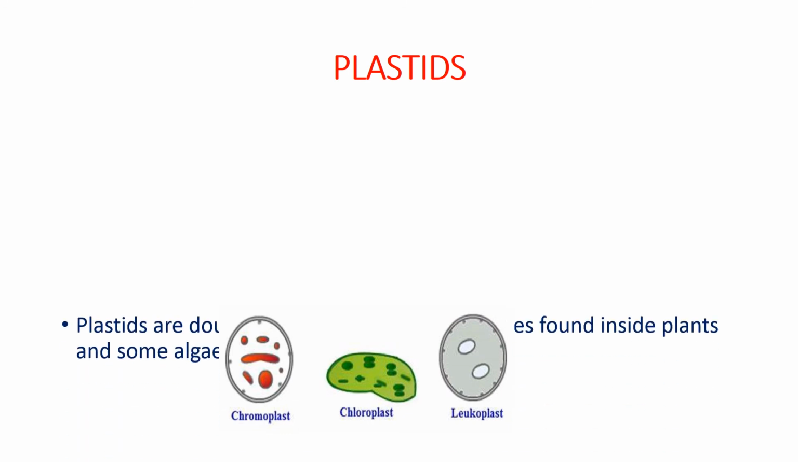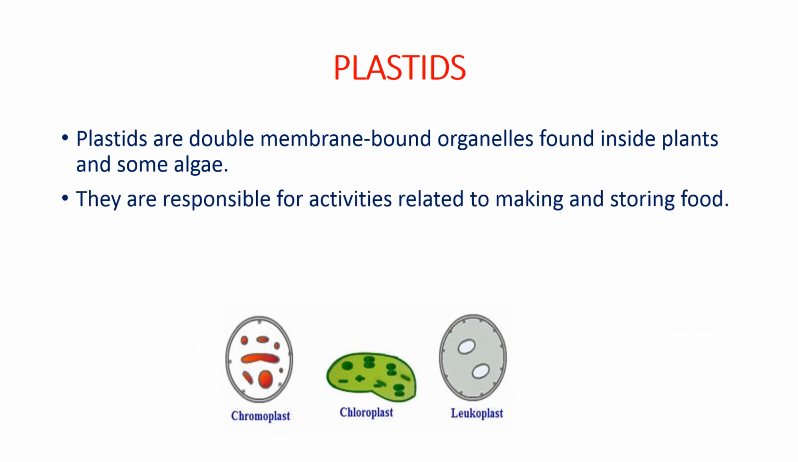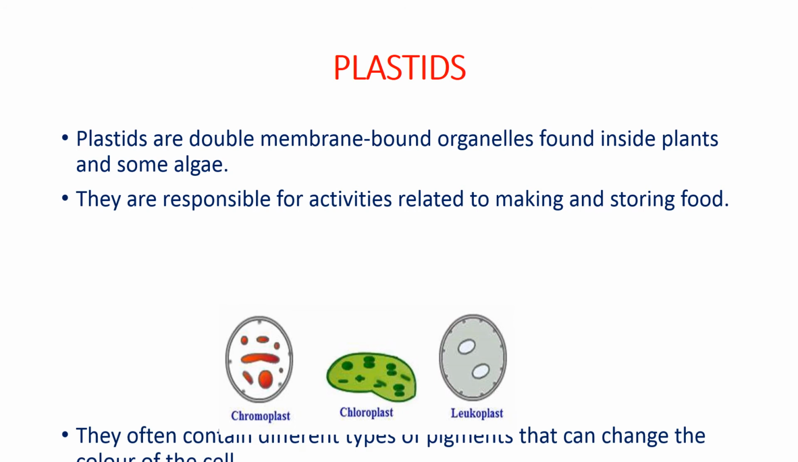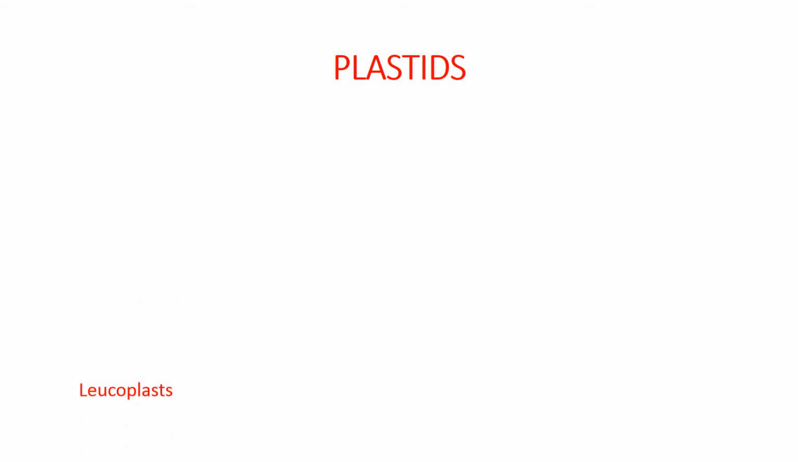Plastids. Plastids are double membrane bound organelles found inside the plant and some algae. This is absent in animals. They are responsible for activities related to making and storing food. They often contain different types of pigments that can change the color of the cell. There are three types of plastids, namely chromoplast, the colored plastids, chloroplast, green plastids, and leucoplast, white plastids. Let us know about these plastids a little in detail.